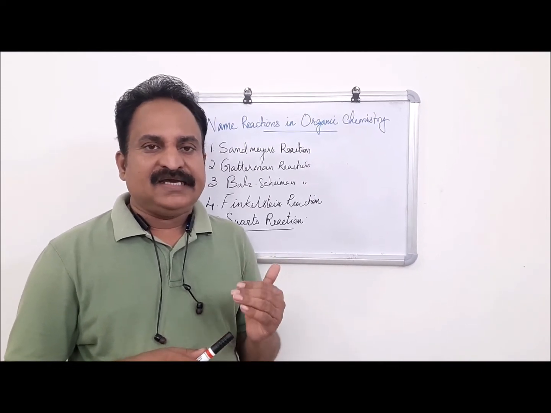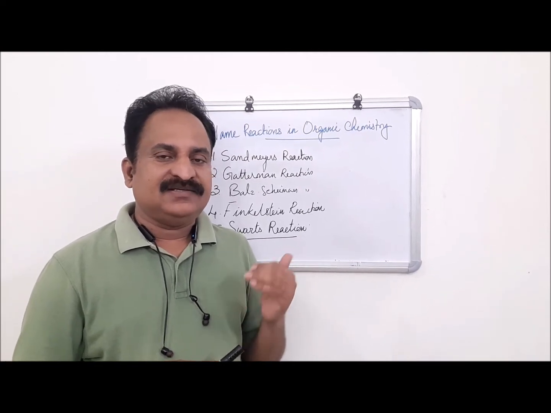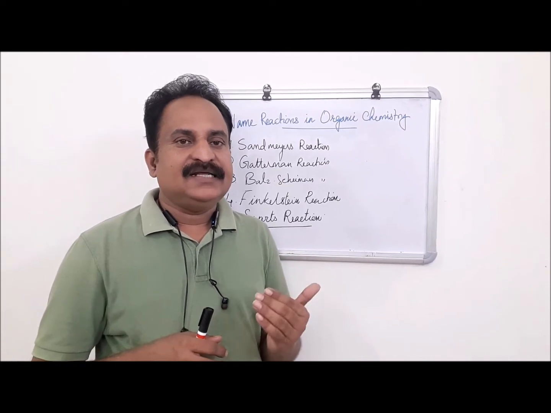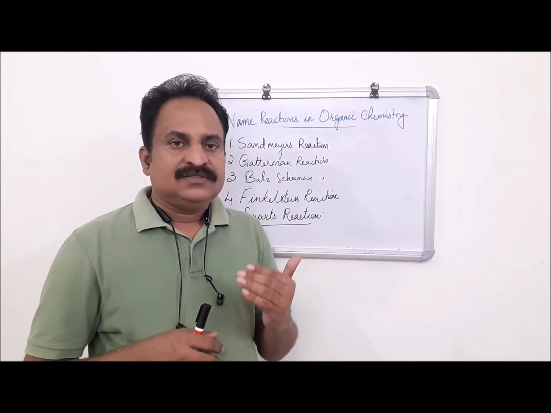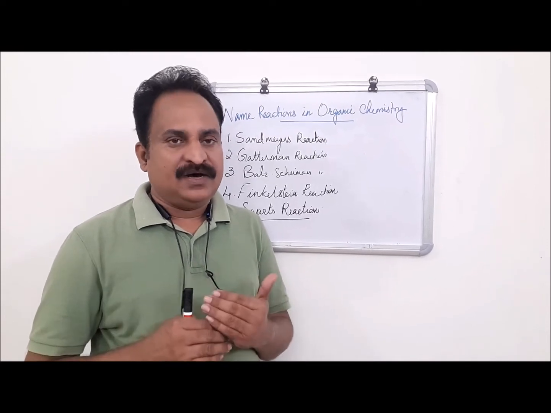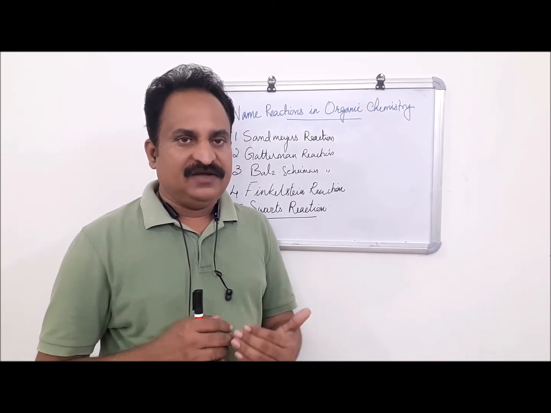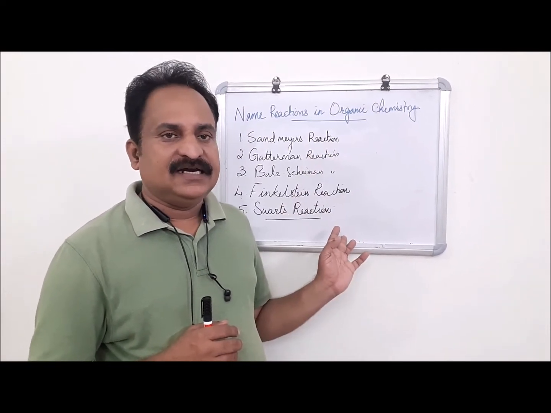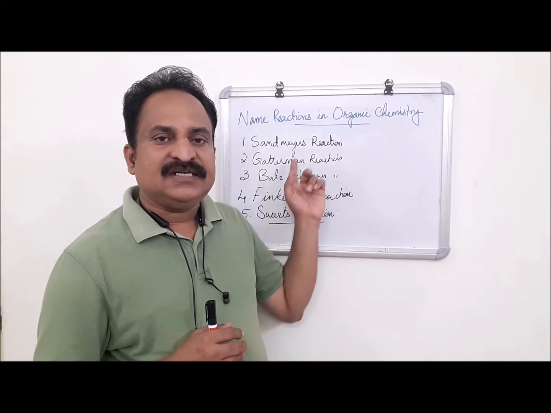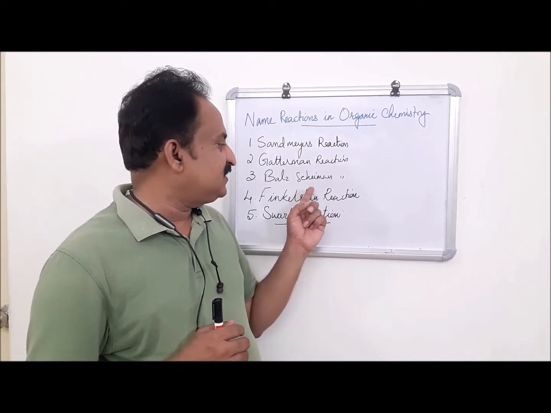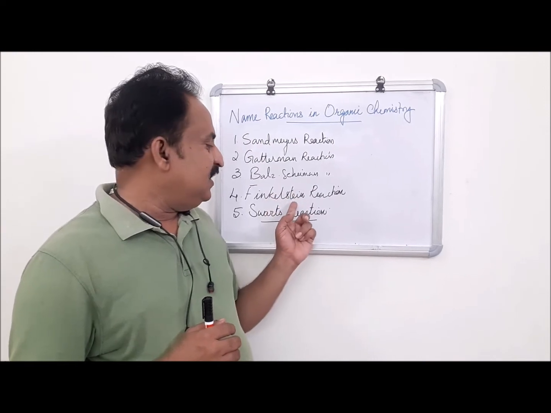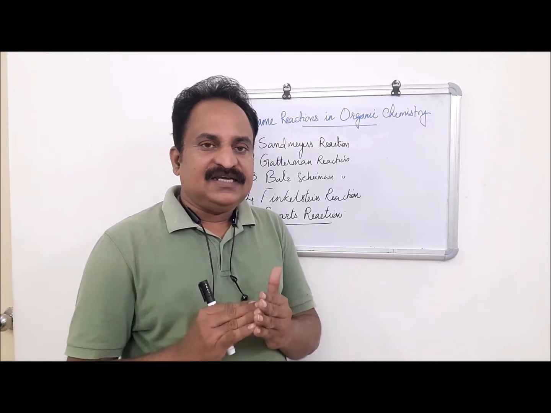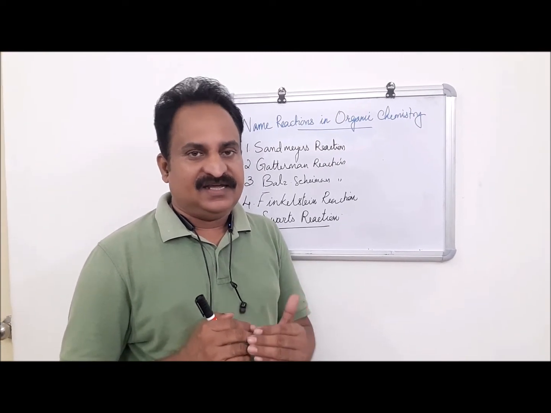Here I am giving a series of name reactions in organic chemistry. Nearly 30 name reactions are studied at the secondary level, so I am explaining them in different parts, part 1 to part 5. In part 1 there are 5 reactions we can study. The first one is Sandmeyer's reaction, the next is Gattermann reaction, next Balz-Schiemann, Finkelstein and Swarts reaction. We can see each reaction in detail.